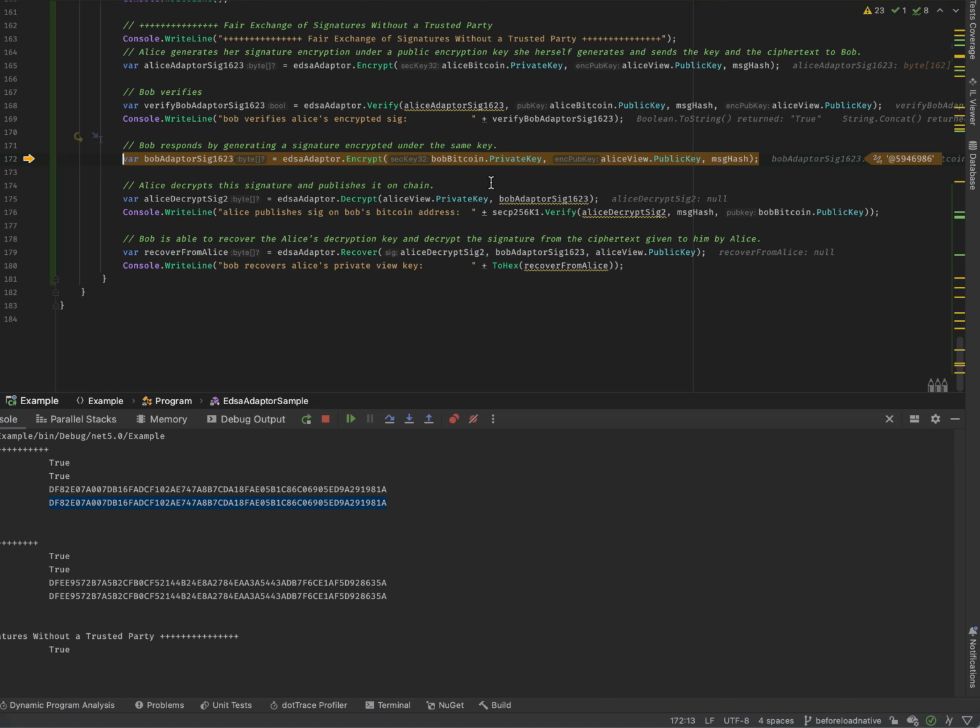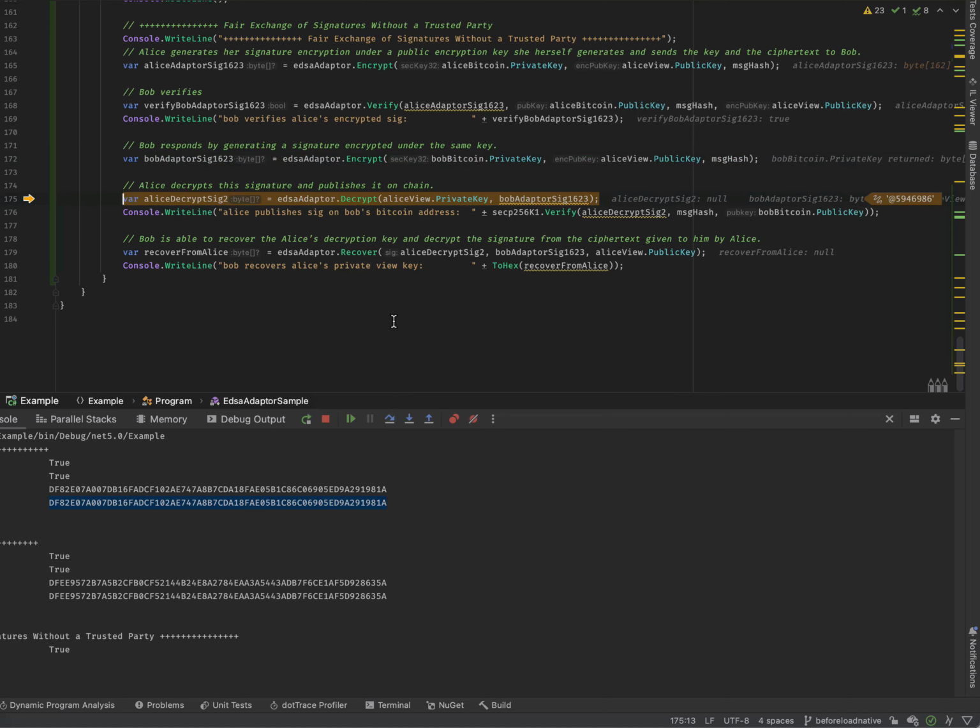So Bob takes his Bitcoin private key and he encrypts it with an encrypted public key, which is going to give Alice the right to produce this signature so that she can sign on his address that he controls with his Bitcoin secret key that she doesn't know, and she can't produce a valid signature any other way, right? So he gives her his adapter signature.